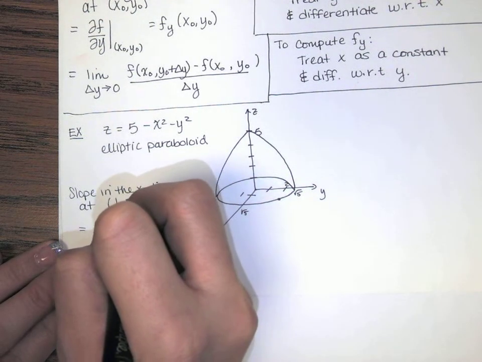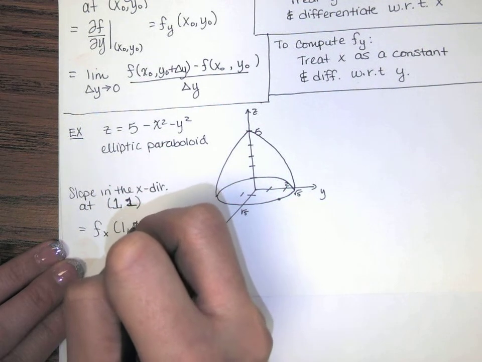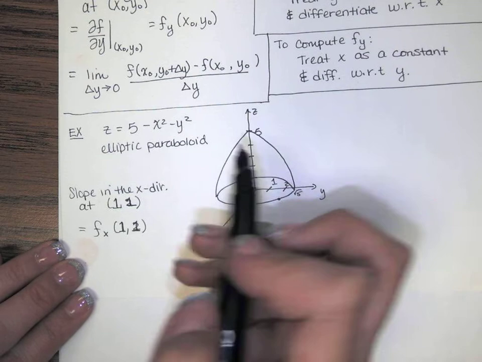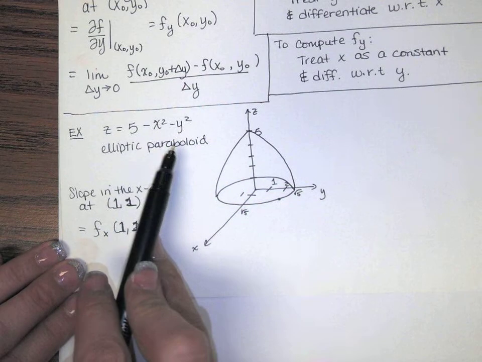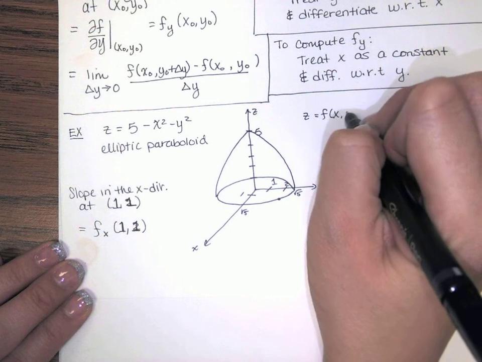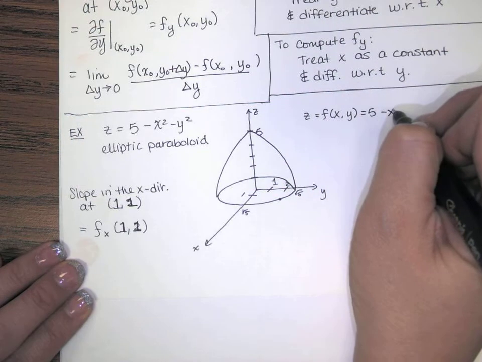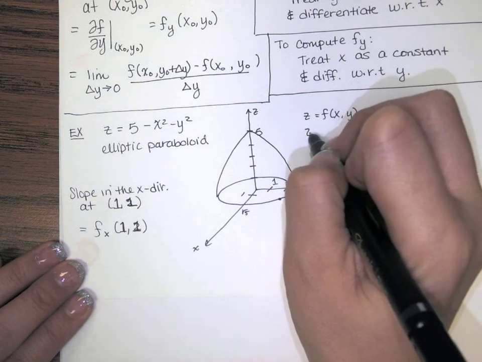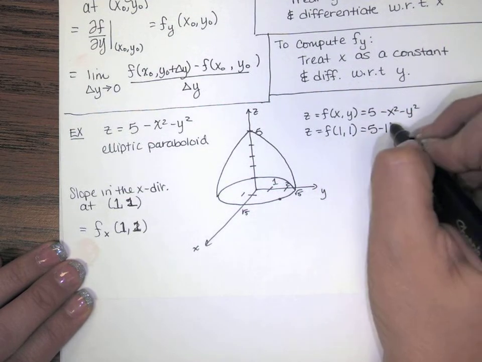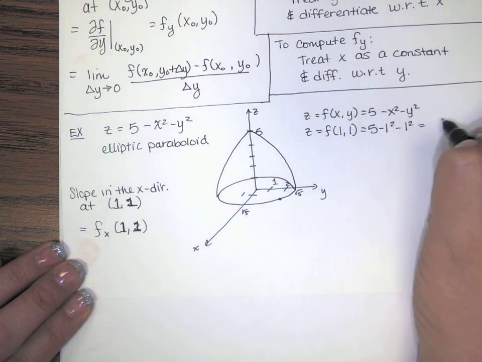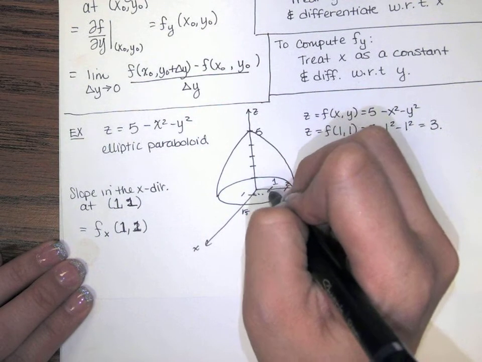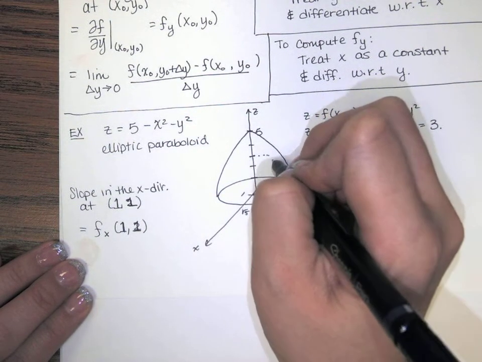Let's substitute in x equals 1, y equals 1. So at x equals 1, y equals 1, z is going to equal 3. So z is f of x, y equals this. If I substitute in 1, 1, I've got 5 minus 2, which is 3. So we're going to go this way, and then we're going to go up 3 units.